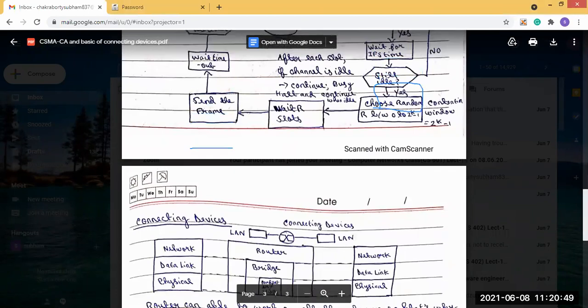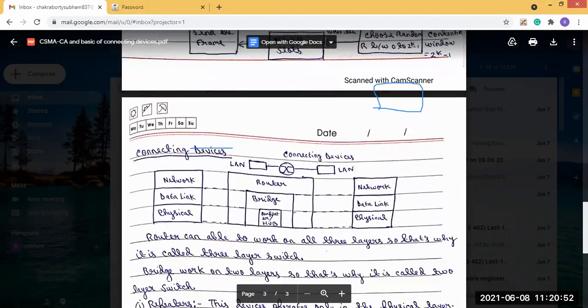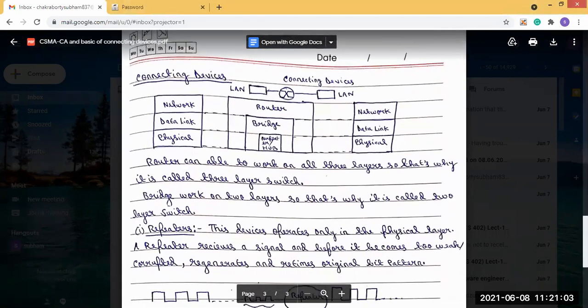Now we will see whatever we have seen till now in the lab classes, the concept of many connecting devices. We have seen the router, the repeater, hub, bridge. So why are the connecting devices required?